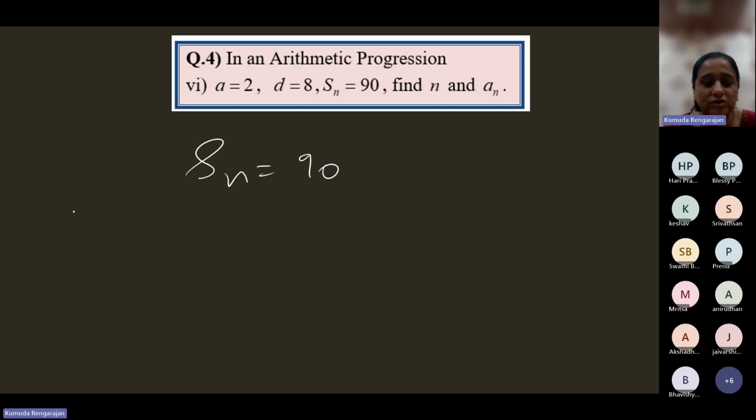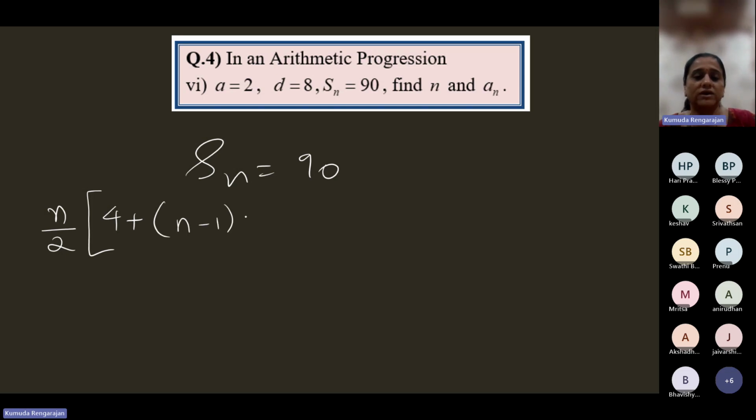Let me just substitute and tell you. Oh no, you will get a quadratic equation. N by 2 of 2A. What is 2A? 2 into 2, 4, plus N minus 1 into D, 8, is equal to 90. Since we know the values of A and D, you will get a quadratic equation, then solve and find the values of N.